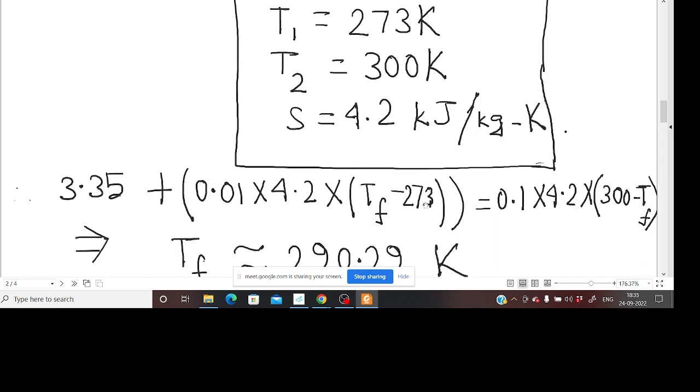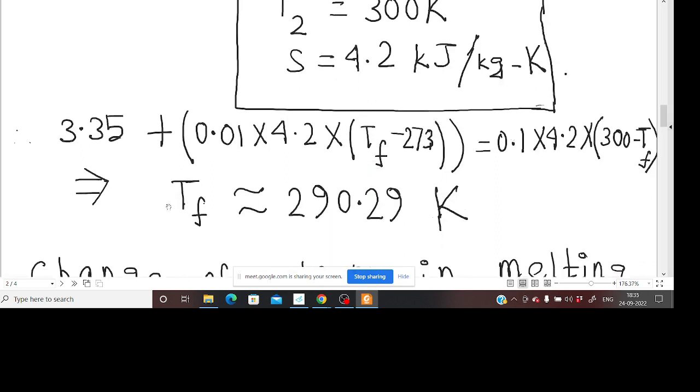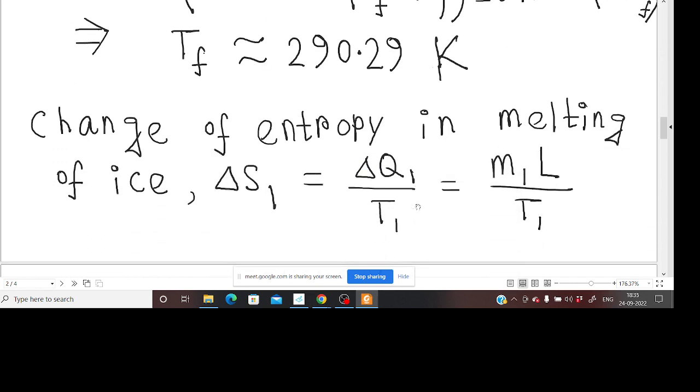Just put these values and simplify, and then we will get the value of Tf, the final temperature, which is equal to 290.29 Kelvin. Okay, now let's find out the entropies. So there are three processes. One is the melting of ice at 273 Kelvin. Another process is absorption of heat by water at 273 Kelvin, and the third process is the release of heat by water at 300 Kelvin.